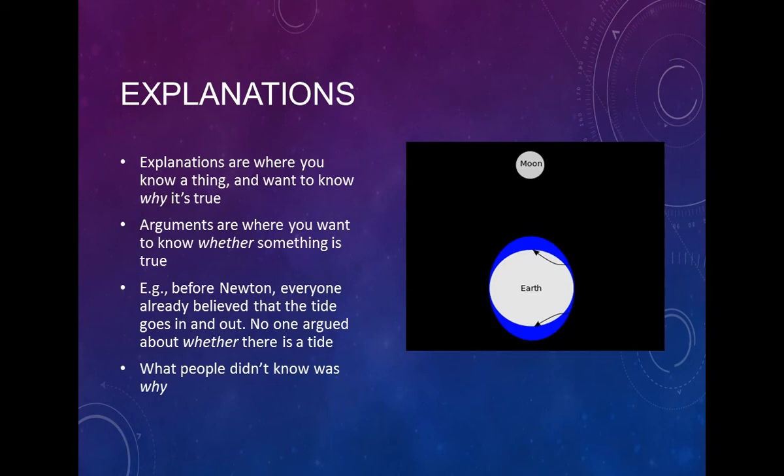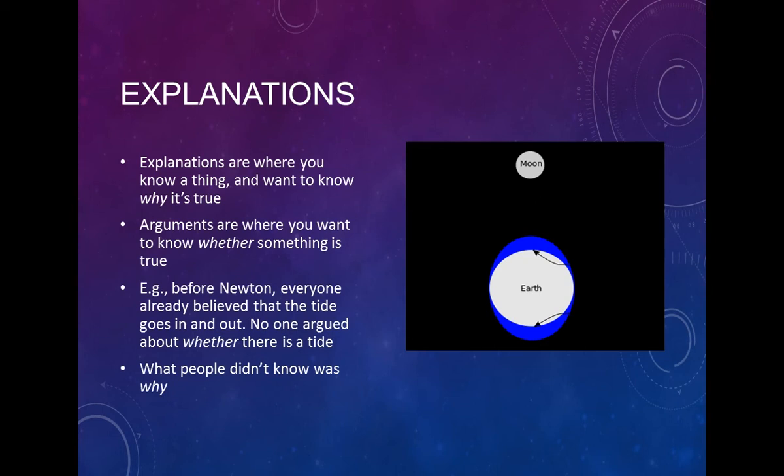Explanations, I want to claim, are when you know a thing and want to understand it. You want to know why this thing that you know is true. Arguments, on the other hand, are when you want to know whether something is true, right? So my example here is Newton and the tides.